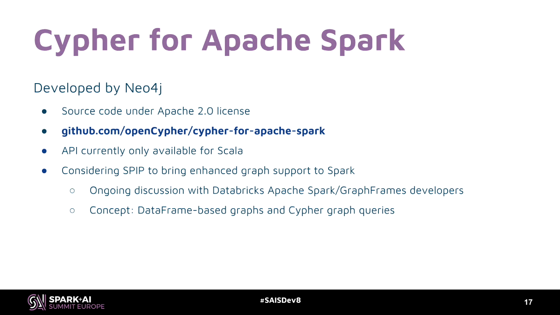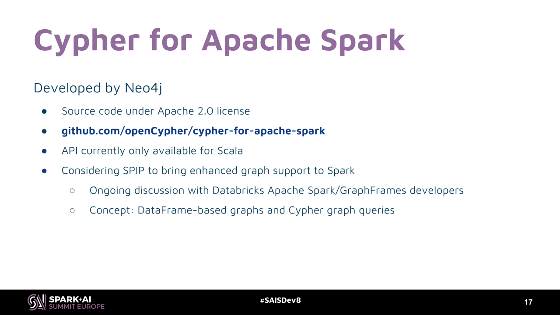Yeah, Cypher for Apache Spark was developed by Neo4j. We've released it under the Apache 2 license, so it's open source code that you can find on GitHub. If you just Google for Cypher for Apache Spark, you will probably find it. We've also released a binary on Maven Central, so you can just pull it into your project and get started. It's still in a more or less early phase, but it's already very usable, so we would really like it if you go and check it out.